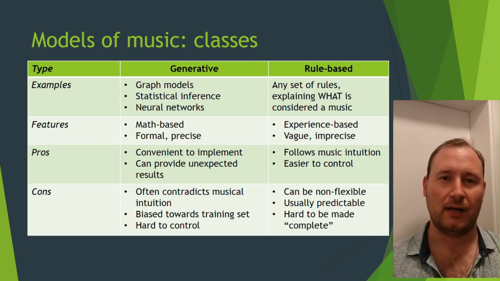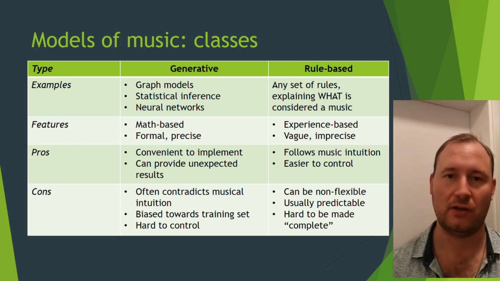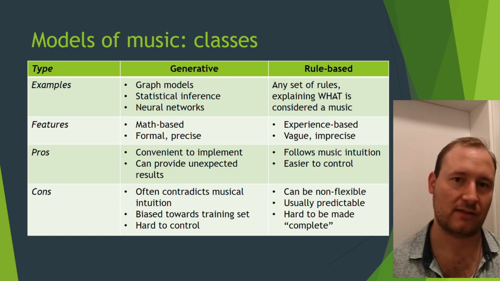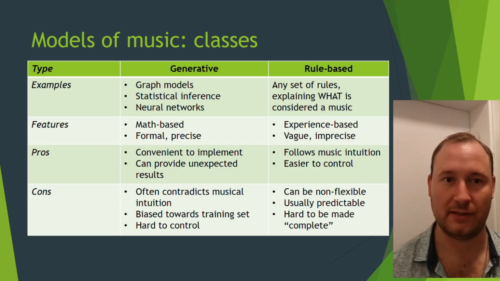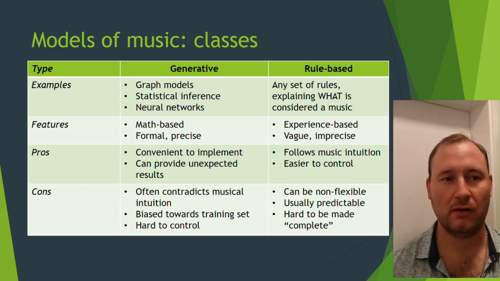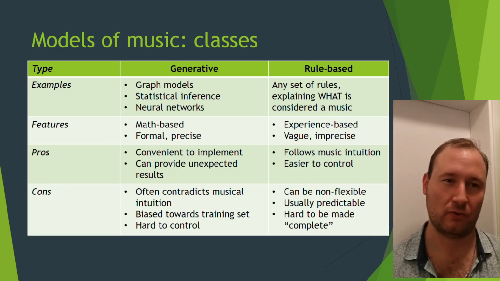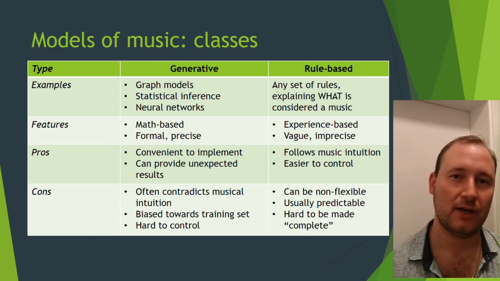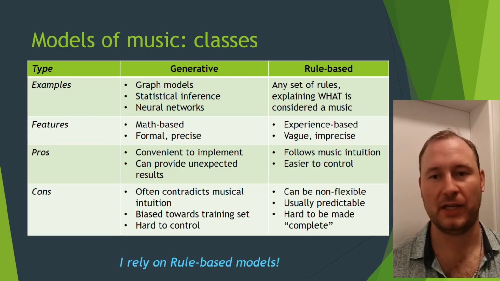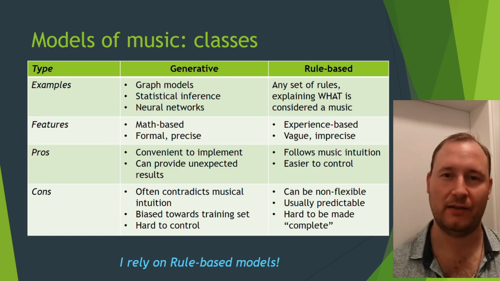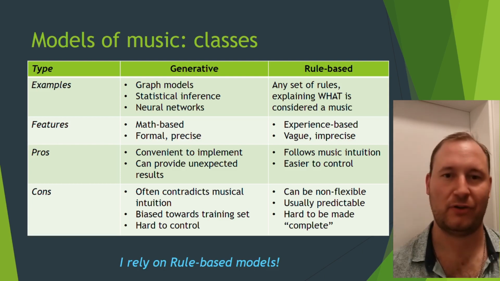CPU or whatever. Rule-based models have quite the opposite pros and cons. They follow musical intuition by design, because of this, they are easier to control because you know everything that happens inside. It's quite explicit. On the other hand, they can be non-flexible and the music can be limited and predictable if your set of rules is not wide enough. And these theories are very hard to make complete, meaning it is hard to explain everything with them because the intuition of a human is limited.